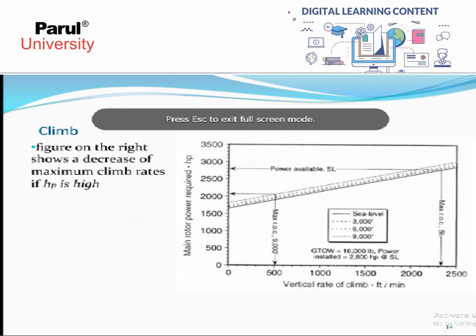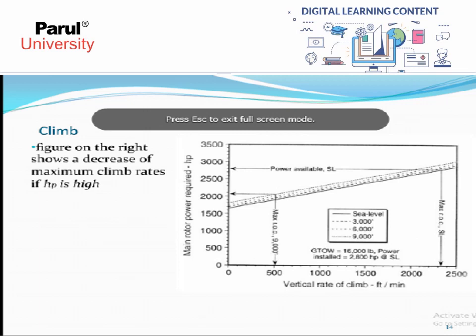Now we can see here the power available at sea level and maximum rate of climb at sea level, and the second thing is power available at 9000 feet and maximum rate of climb at 9000 feet. The continuous line is at sea level and the dotted lines are at 3000, 6000, and 9000 feet altitude, with the corresponding power required. You can see the power available is decreasing as altitude is increased, and maximum rate of climb is also decreasing with increasing altitude. The gross total weight of the aircraft, the helicopter, is 16,000 lb. Power installed is equal to 2800 HP at sea level.